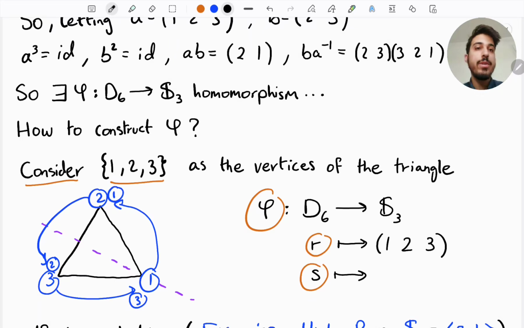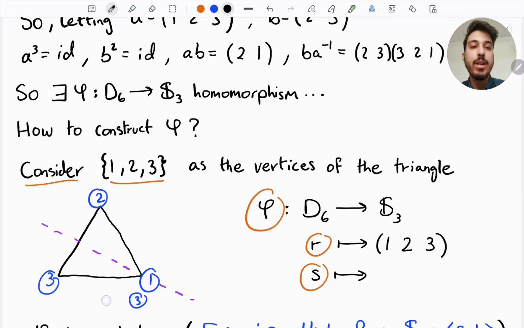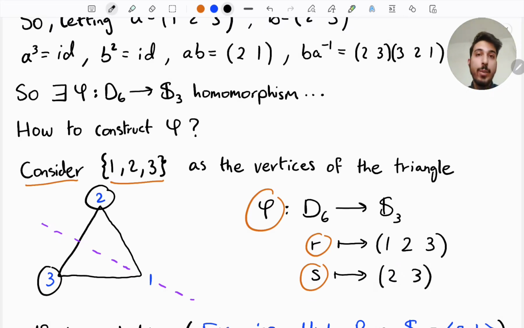And for S, we use a similar argument to say, okay, if we have a reflection about the axis, what will we obtain? We will obtain a reflection where 2 and 3 are flipped around. So 2 goes to 3 and 3 goes to 2. Wow. Okay, now we have symmetries that are related to their respective permutations just by assigning the vertices to the numbers.